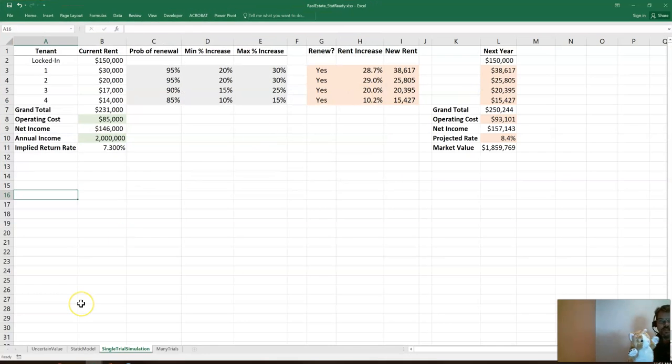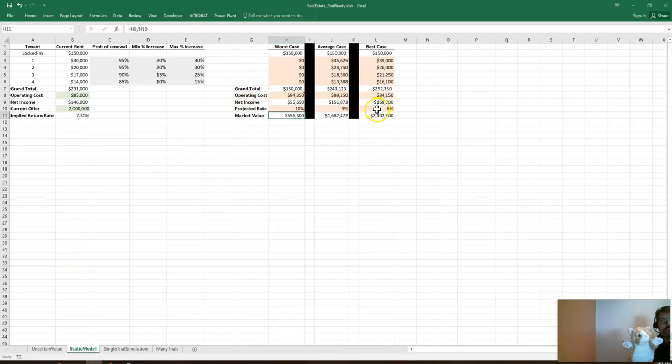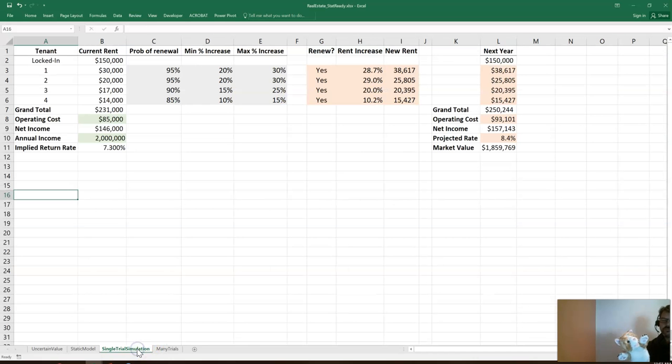Then we looked at the real estate problem. I like this problem because it's got lots of formulas. You really like lots of formulas? Lots of formulas. Okay. So here's the single trial. We did a static best worst case. That wasn't that interesting. Well, I thought it was interesting. Yeah, the students didn't think it was interesting. I think the students thought it was interesting too.